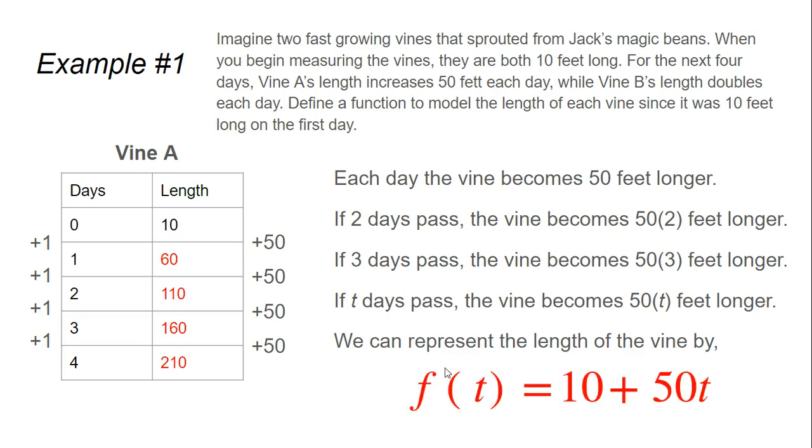Now, that's going to be on top of the original 10 feet. So we can write an equation for its length by taking 10 and adding 50 times whatever number of days has passed. So if 5 days have passed, it's going to be 50 times 5, but then it was already 10 feet to begin with, so we add that and we can find the length, and we now have a linear equation that can match this arithmetic sequence.